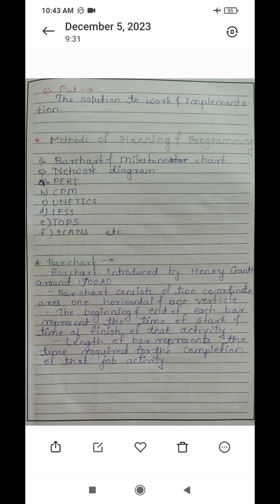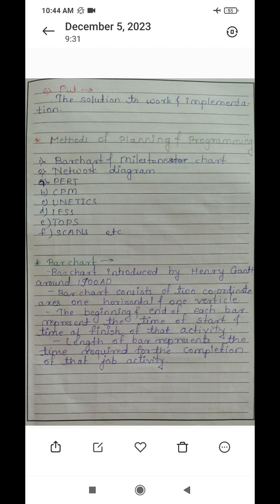Okay, so earlier we have discussed engineering management concepts. Now we go further to methods of planning and programming. There are lots of methods of planning, but in practice we are actually using CPM and PERT. These are very important and very usable methods.